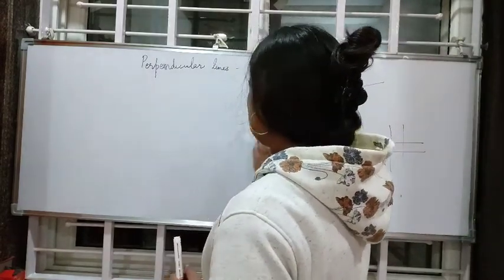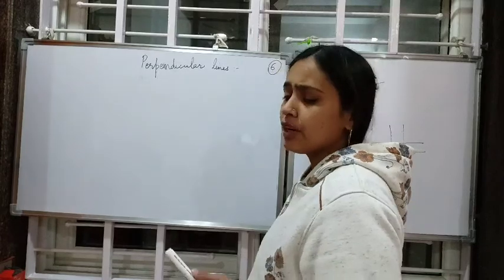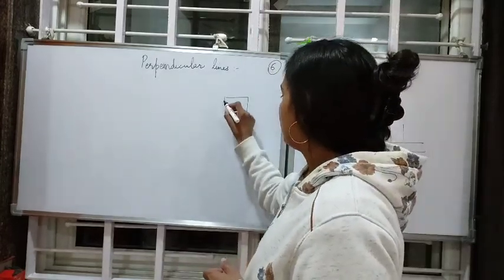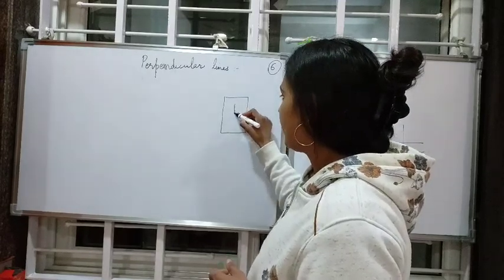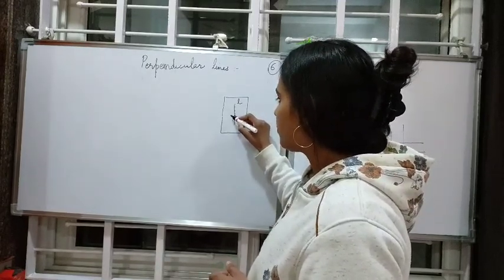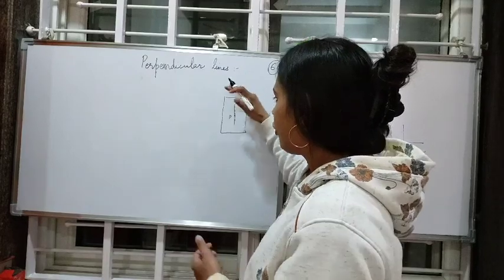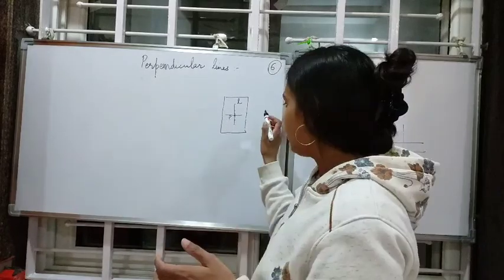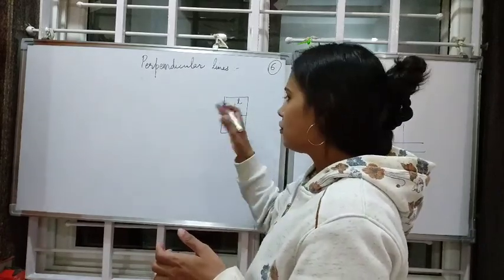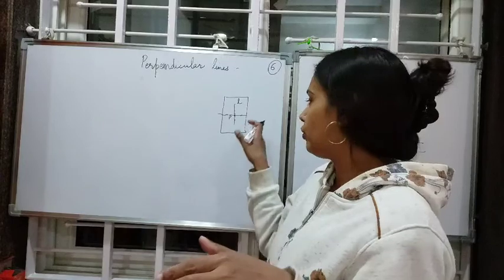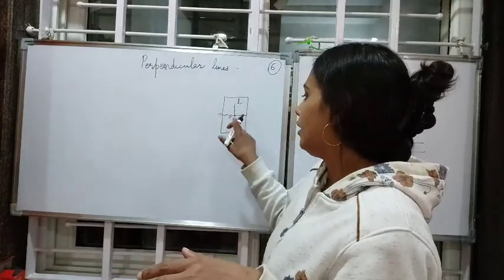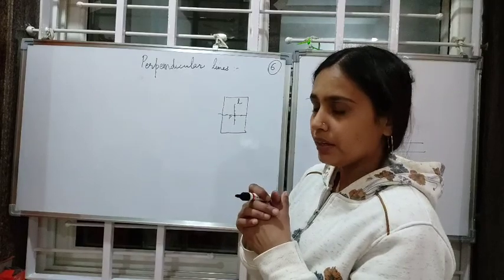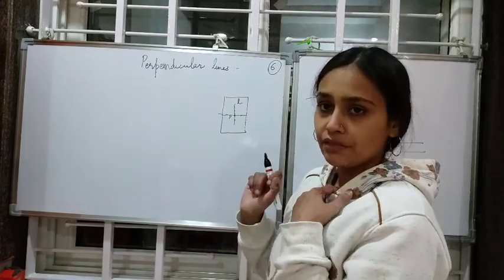First method, children, is a very simple method, the paper folding method. Okay, it is very easy. Take a paper, draw a line L on it, mark a point P on it. Now through point P, fold this paper. As you fold, you will see a marking. Just trace on it, and you will get a perpendicular line on L passing through point P.